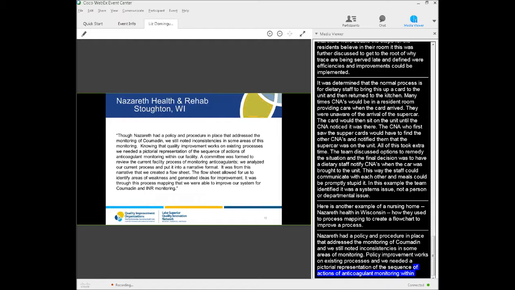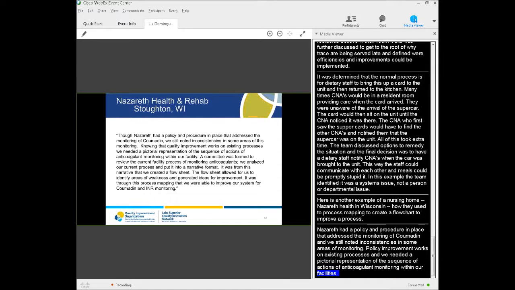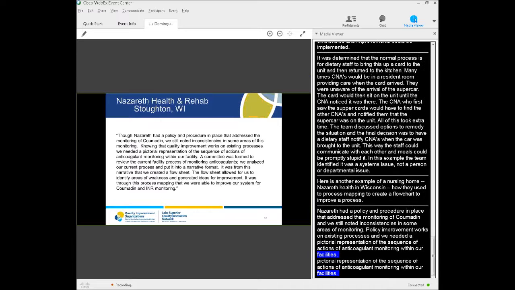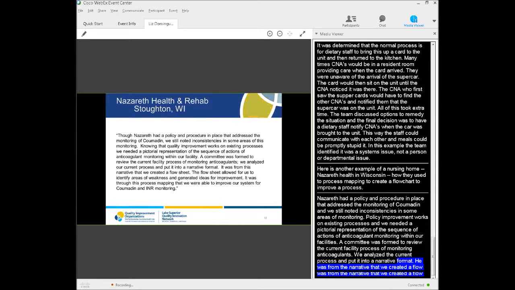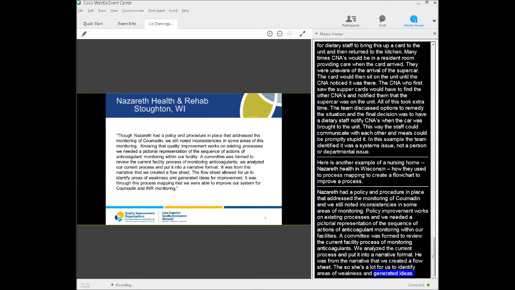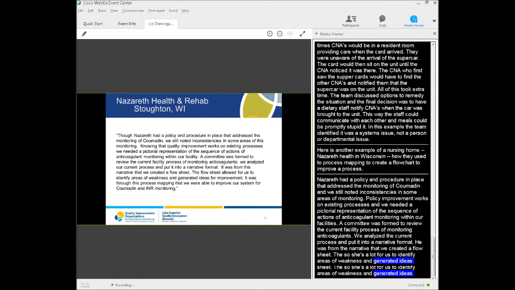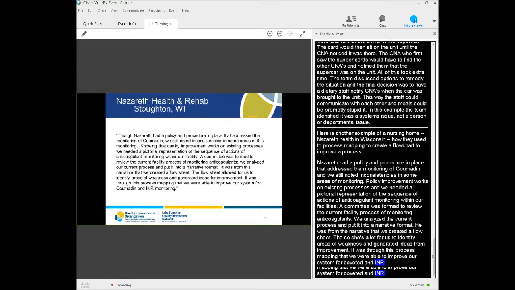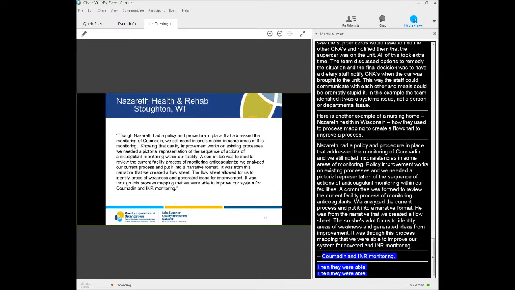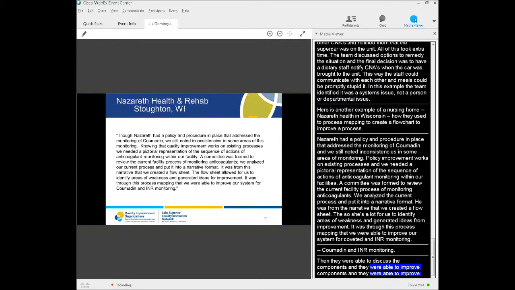We analyzed our current process and put it into a narrative format. It was from this narrative that we created a flow sheet. The flow sheet allowed for us to identify areas of weakness and generated ideas for improvement. It was through this process mapping that we were able to improve our system for Coumadin and INR monitoring. So by use of this process, this nursing home was able to discuss the components of the system and identify barriers, and were able to improve the monitoring of this sometimes hazardous medication. Thank you, Nazareth Health and Rehab, for sharing this improvement effort with us.